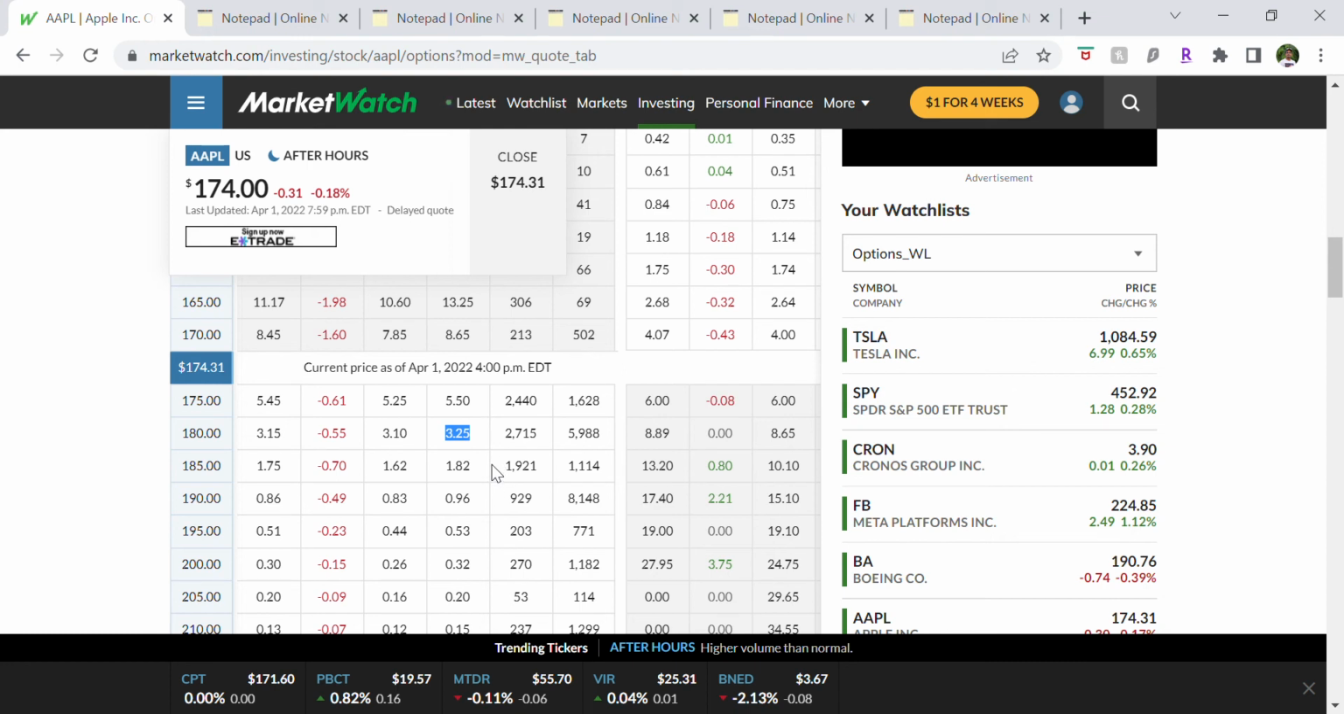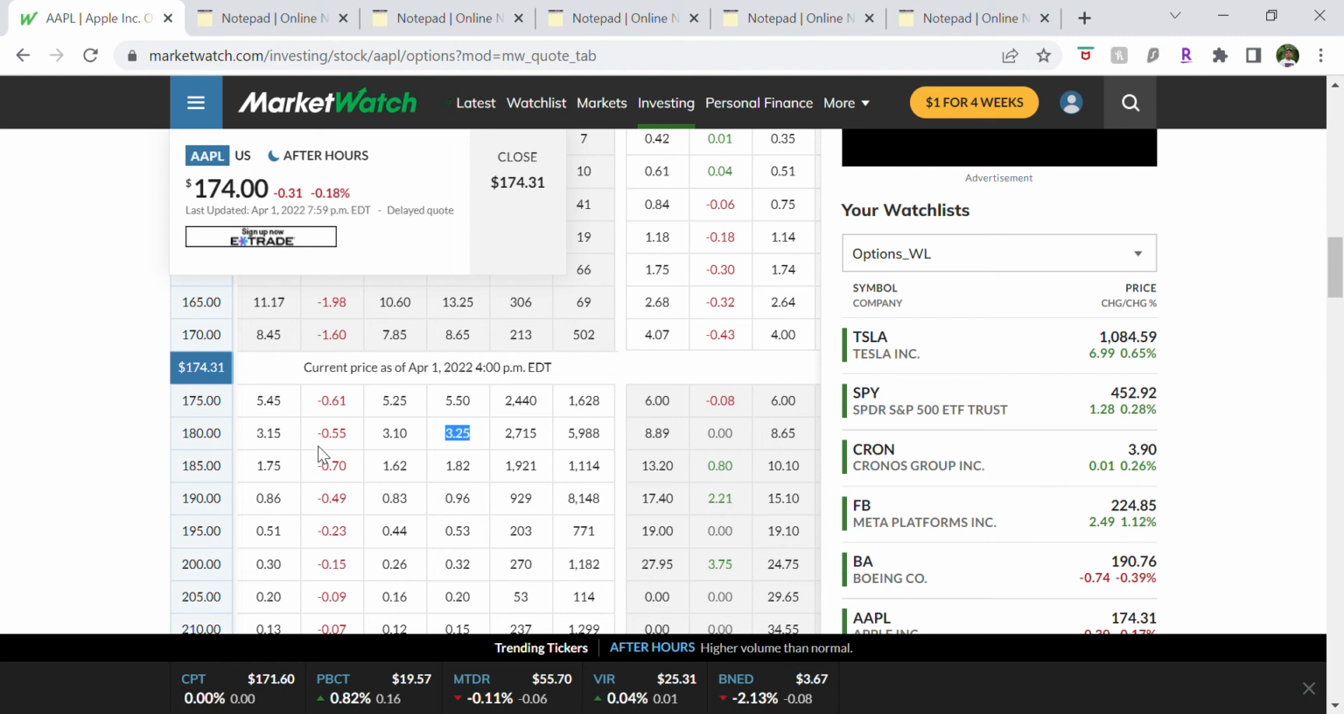Now since Apple lost $4, both these call option values fall, and the difference is now at 1. So you are just losing $43 instead of 125. You are just losing $43 if the stock goes downward.